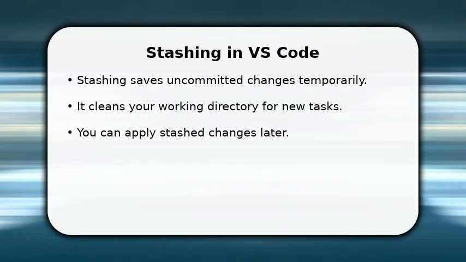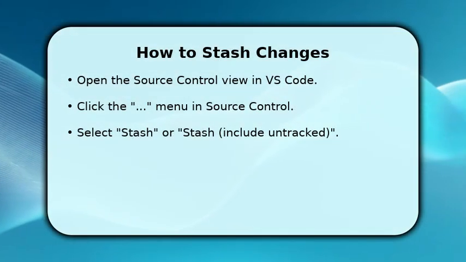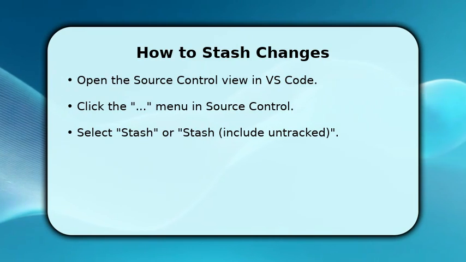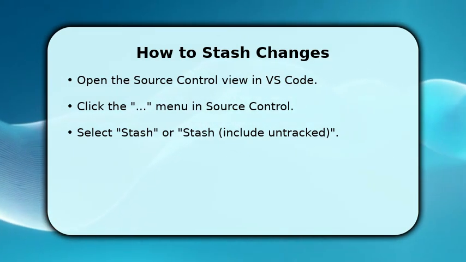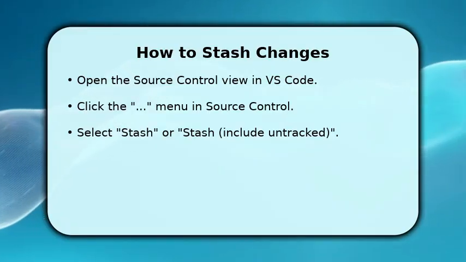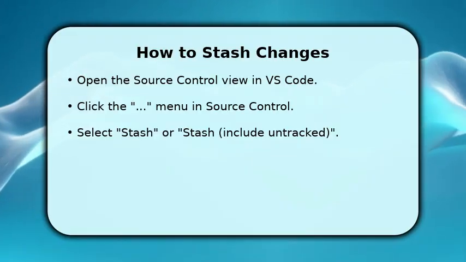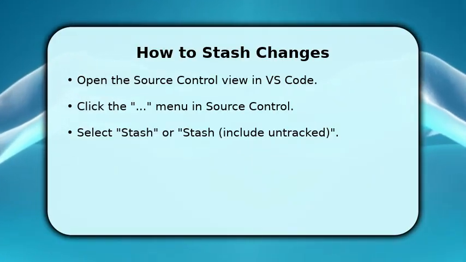To stash your changes, first navigate to the source control view within VS Code. Look for the three dots or the More Actions menu and click on it. From the drop-down, you'll see options like Stash or Stash, Include Untracked, to save your modifications. Always add a clear, concise message to help you remember what's in that particular stash later on.